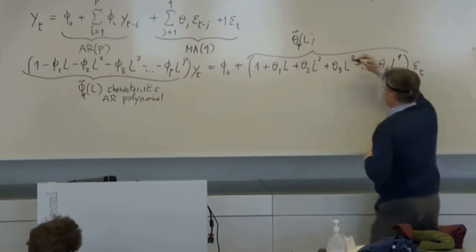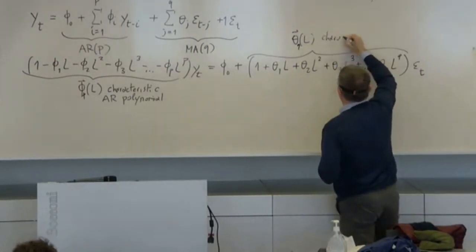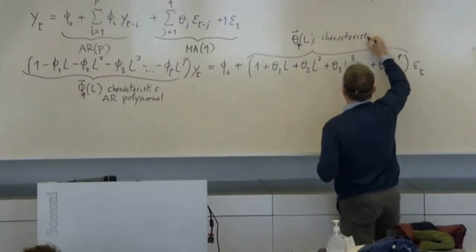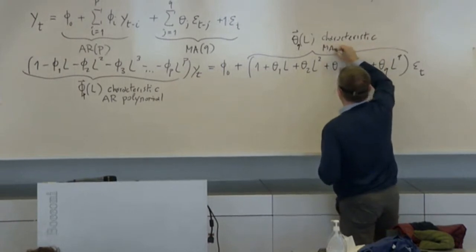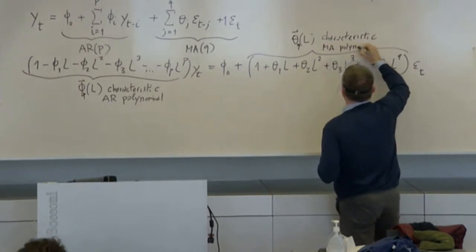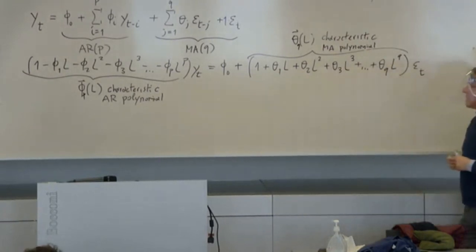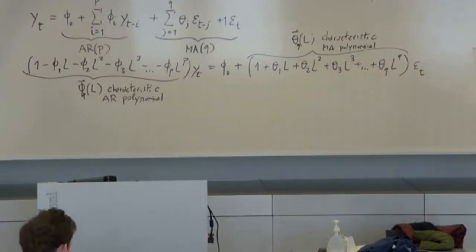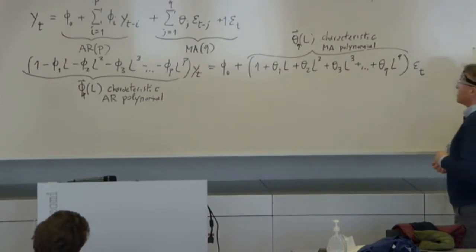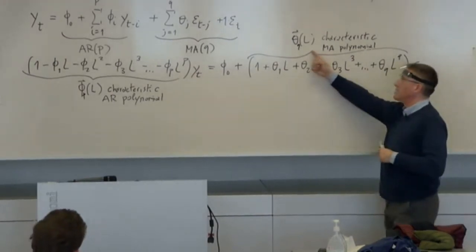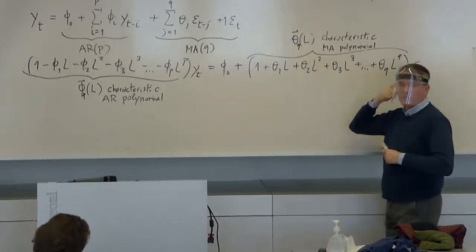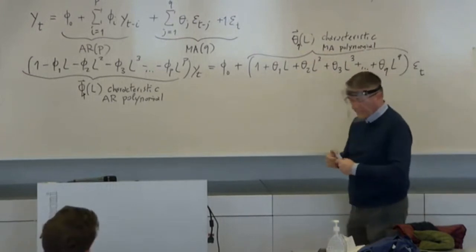And this one is a characteristic MA polynomial. Now the question is, well, we understood from AR models that the characteristic polynomial is important because it drives the properties, the statistical properties of the process. So you will wonder, what is the theta Q of L doing for us? Okay, so you will see in a moment.